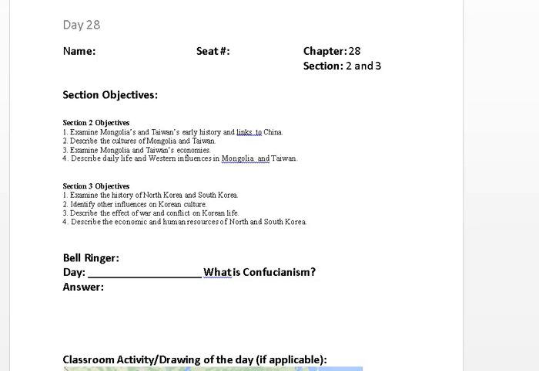Today's lecture will be over Chapter 28, Section 3. Objectives. Number 1, examine the history of North Korea and South Korea. Number 2, identify other influences on Korean culture. Number 3, describe the effects of war and conflict on Korean life. And number 4, describe the economic and human resources of North Korea and South Korea.